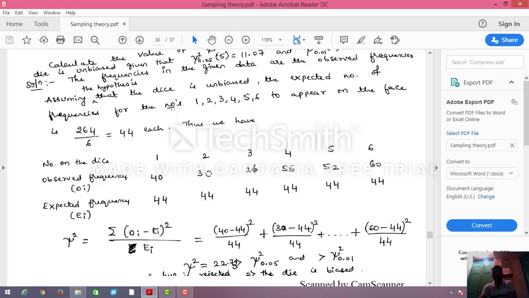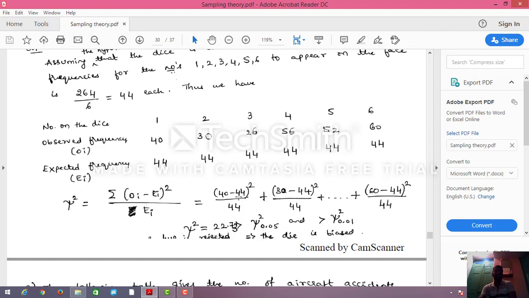For this event, the next one should be (26 minus 44) whole square divided by 44, plus (56 minus 44) whole square divided by 44, plus (52 minus 44) whole square divided by 44. And the last one, the remaining ones between 3 and so on, I showed here with the same process, plus (60 minus 44) whole square divided by 44. If you add these, which are all the events, you will get chi-square equal to 22.73.